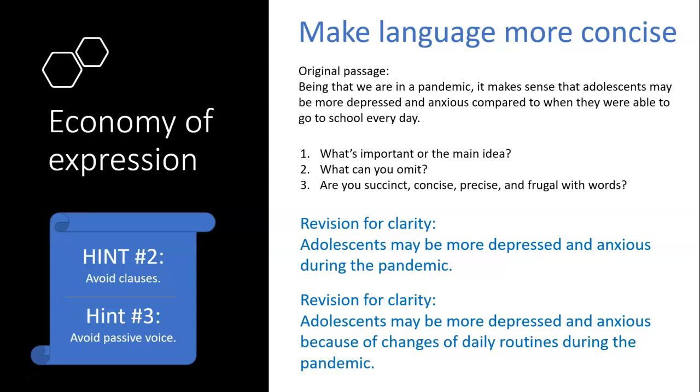So a couple of hints in terms of just whenever you are writing something or as you're writing to think about a couple of things. Avoid clauses. So an example of a clause is being that we were in a pandemic. Well, that's a clause and it could be taken out. It's just adding words that are unnecessary.